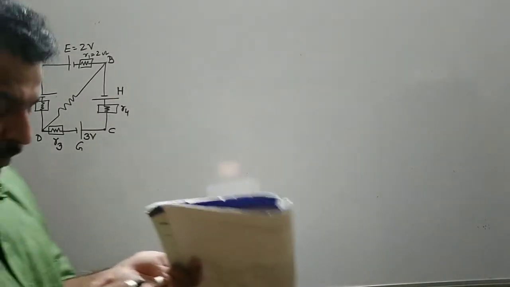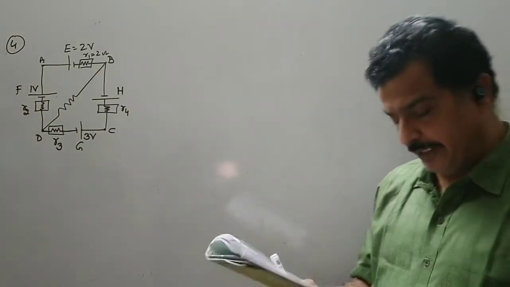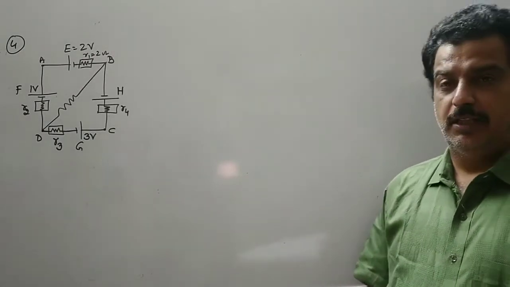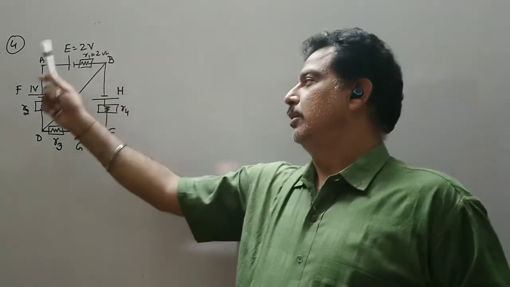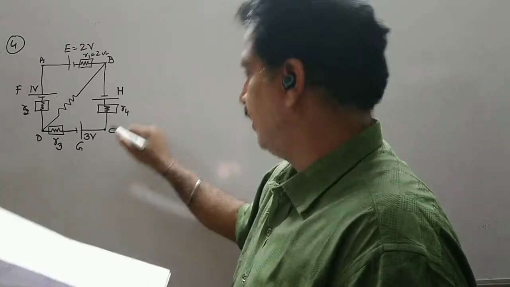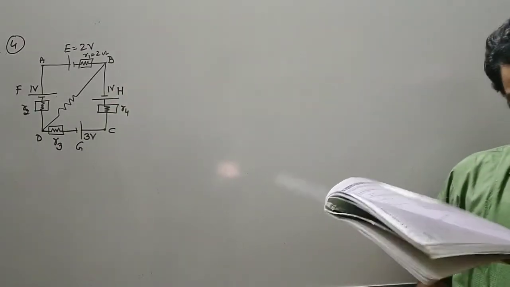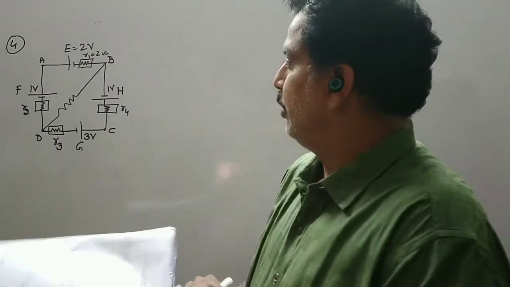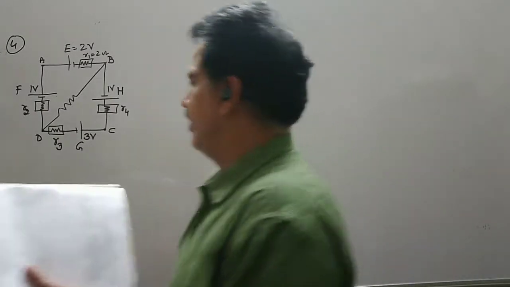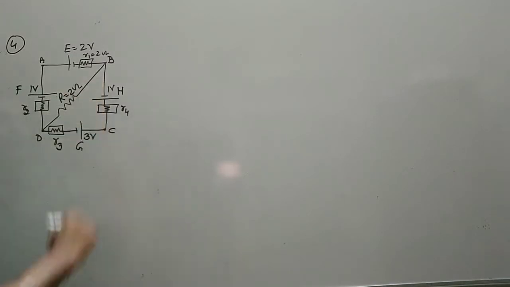Now see MCQ number 4. We have 4 different batteries. The names of the batteries or the cells are E, F, G, H, having 2 volt, 1 volt, then the EMF of this is 3 volt and that of H battery is 1 volt. We have to find out the potential difference between point B and D, where the resistance, let us name this resistance as capital R, is 2 ohms.